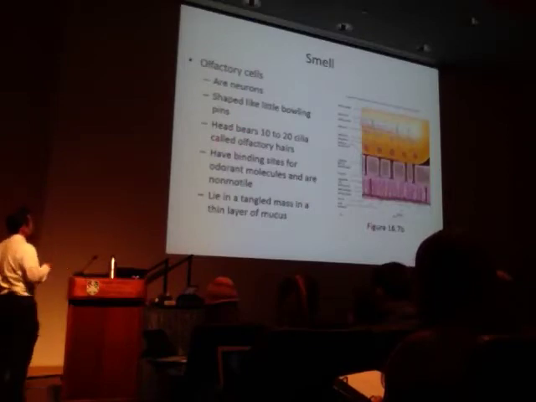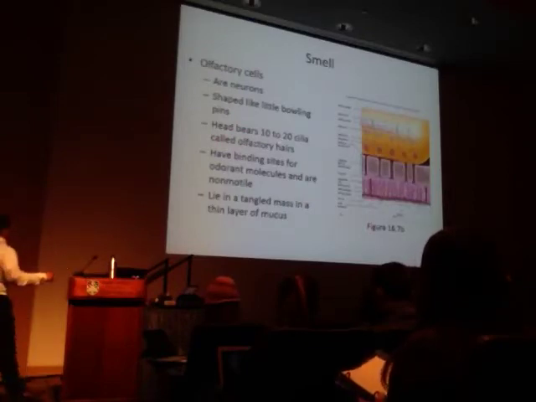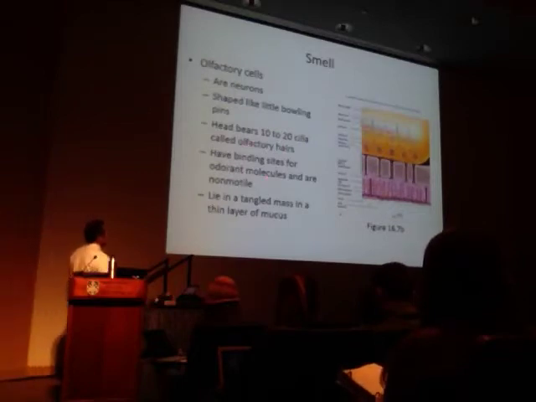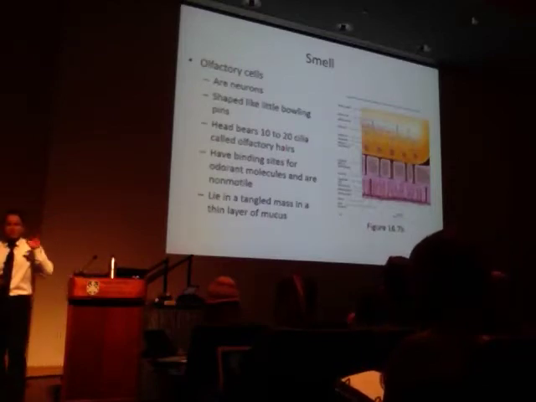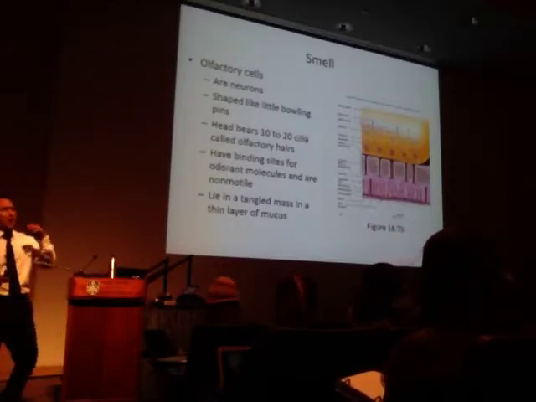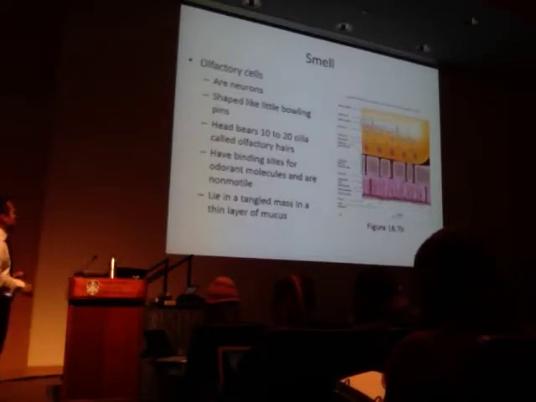The head itself bears 10 to 20 cilia, and these are called olfactory hairs. And they have binding sites for the odorant molecule. And those hairs are non-motile. The olfactory hairs are not for motion of any sort. They're for actually binding the odorant molecule.